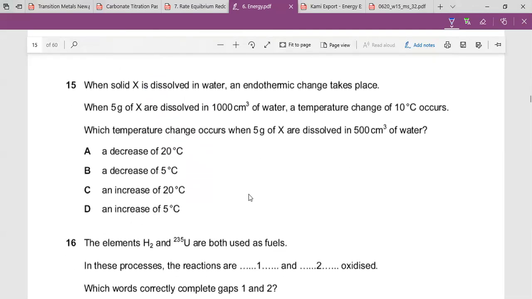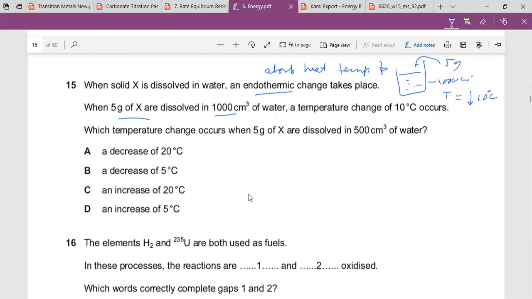Now this is another good question to think about. When a solid dissolves in water and is endothermic, that means it absorbs heat. That means the temperature will decrease. 5 grams of X is dissolved in 1,000 cm cube of water. Draw it out here. The temperature drops by 10 degrees centigrade. Now what will the temperature change be when 5 grams is dropped into 500 cm cube, half of this?